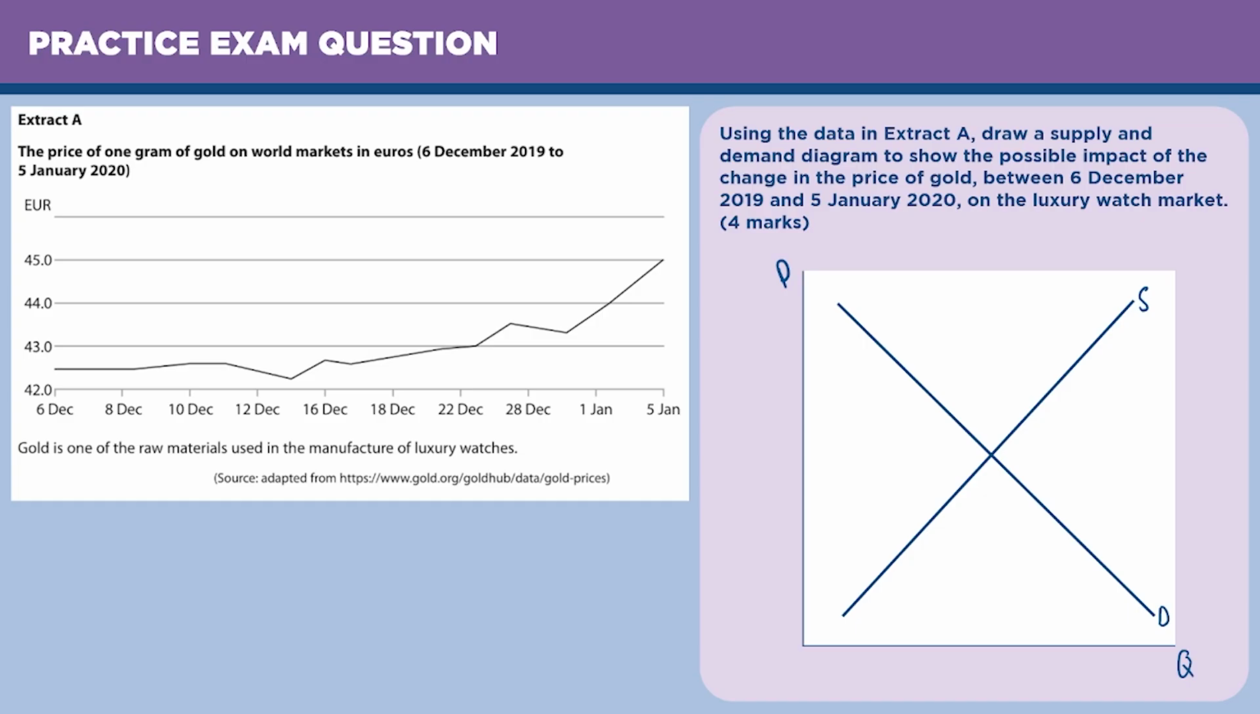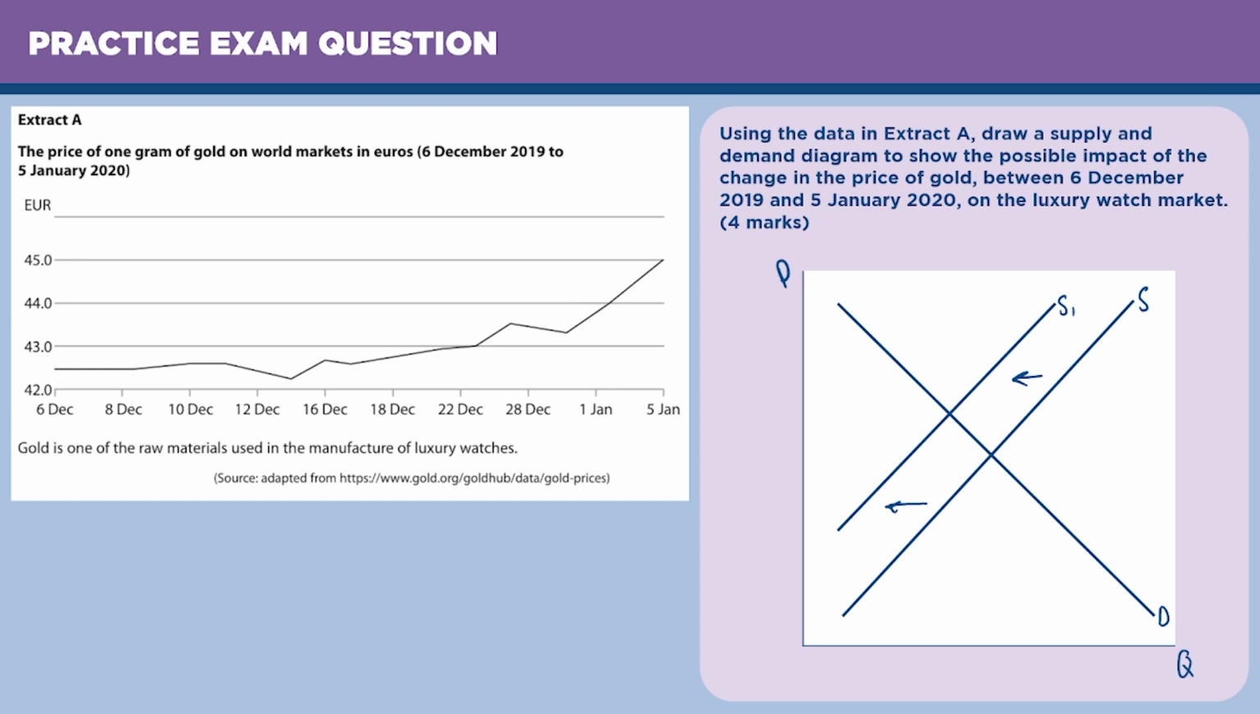Now for this one, what we're seeing is that there is an increase in the cost of gold. An increase in the cost of gold affects the production cost for the business. It says there gold is one of the raw materials used in the manufacture of luxury watches. If it's increasing the cost, it's going to decrease supply. So we are going to see a left shift in supply.